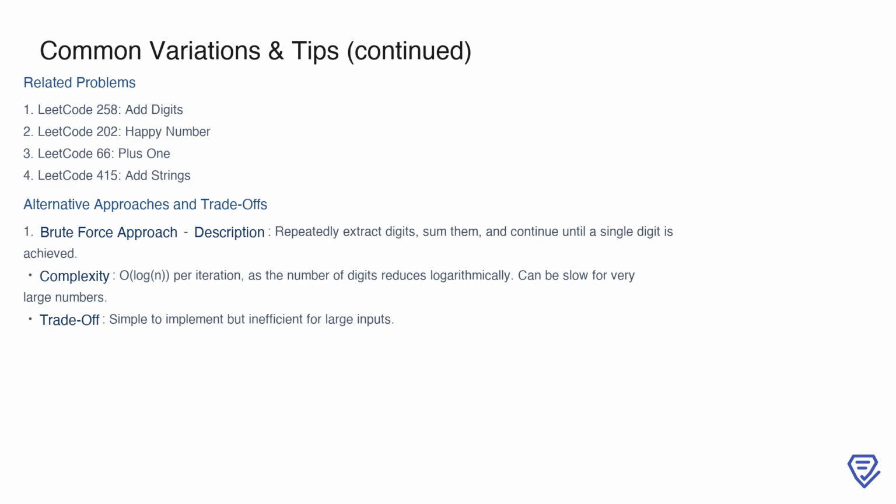Now, let's look at some of the approaches you can use for solving this problem, along with their trade-offs. The brute force approach involves repeatedly extracting digits, summing them, and continuing this process until you reach a single digit. While this method is straightforward and easy to implement, its complexity is O(log n) per iteration, as the number of digits reduces logarithmically. This means it can become inefficient for very large numbers. On the positive side, it's simple and intuitive, which makes it a good starting point. However, it's essential to understand the trade-offs, particularly in terms of performance, when deciding whether to use this approach.